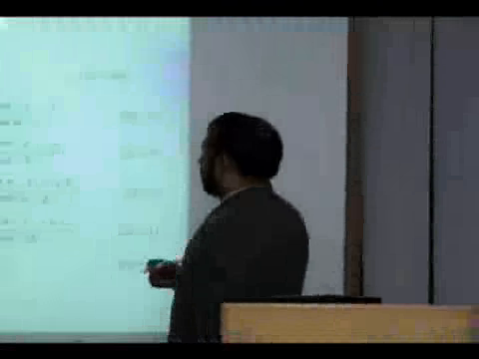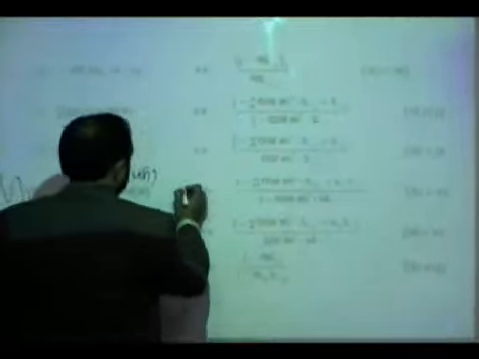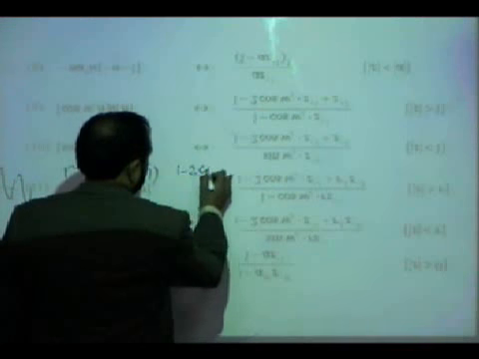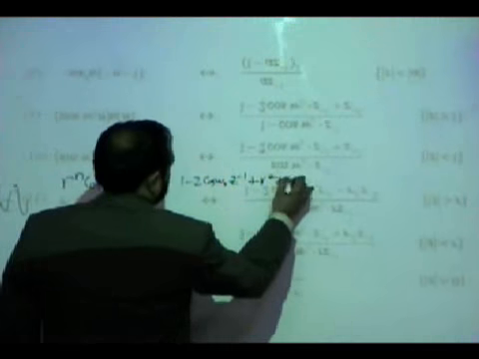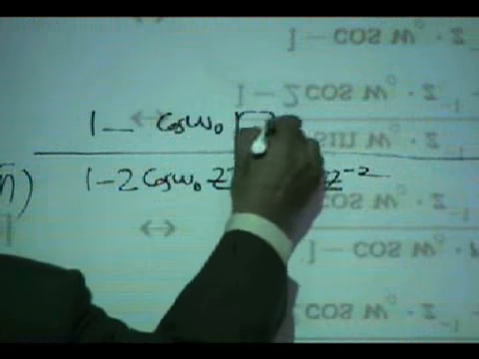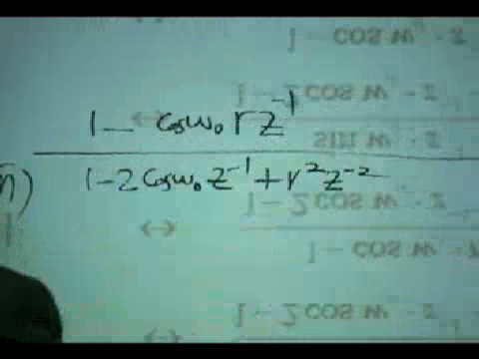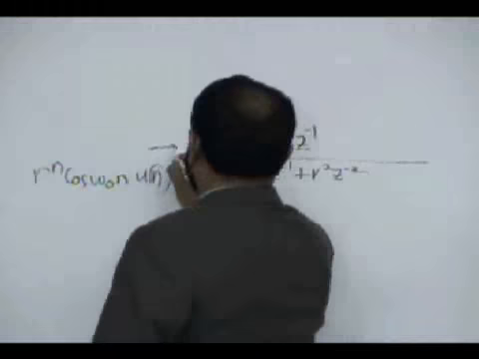Its Z transform will have two poles. It is 1 minus 2 r cosine of omega naught Z inverse plus r squared Z to the minus 2 in the denominator, and in the numerator 1 minus r cosine of omega naught Z inverse. Okay, this is important, I show you this is what it is. So the Z transform is here.